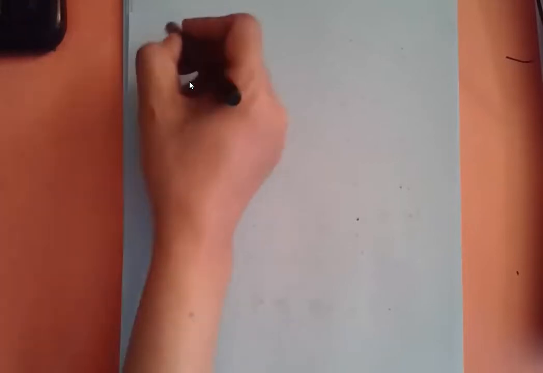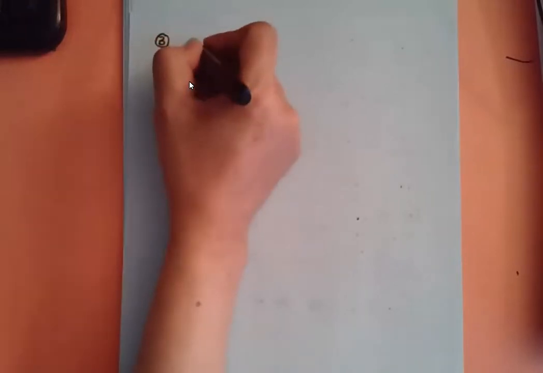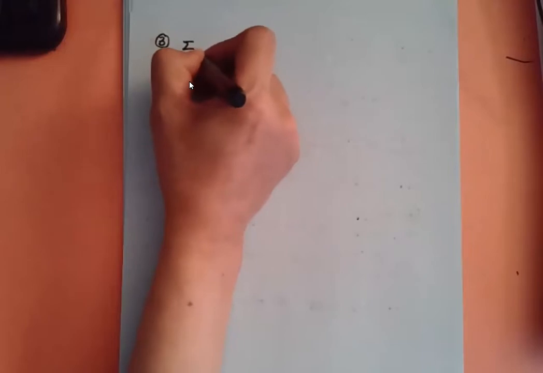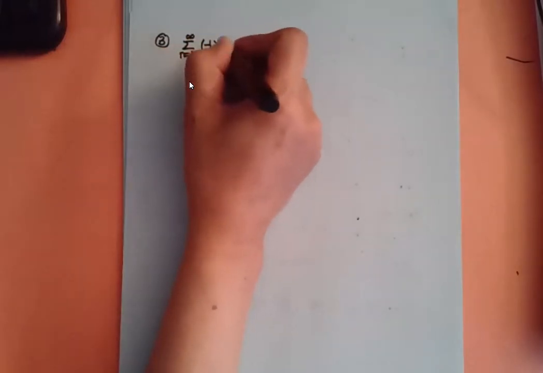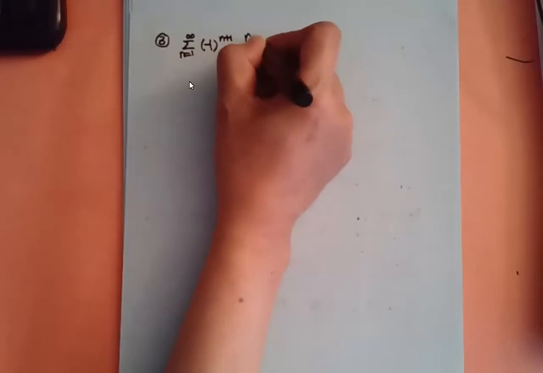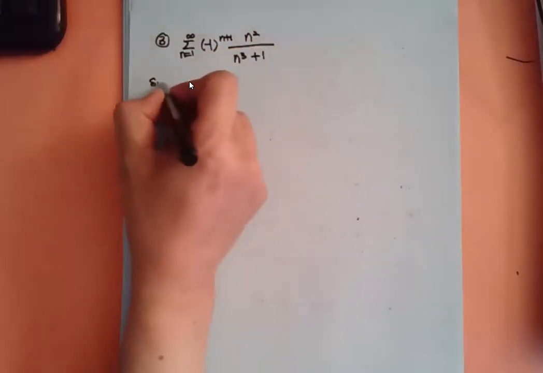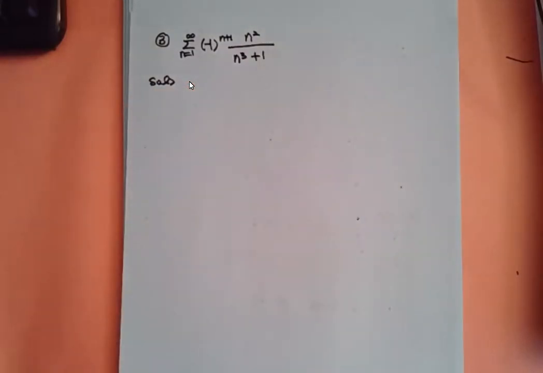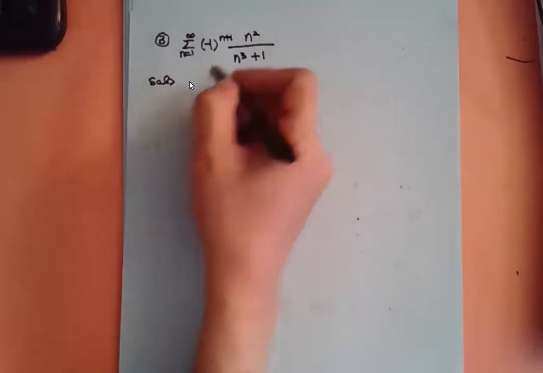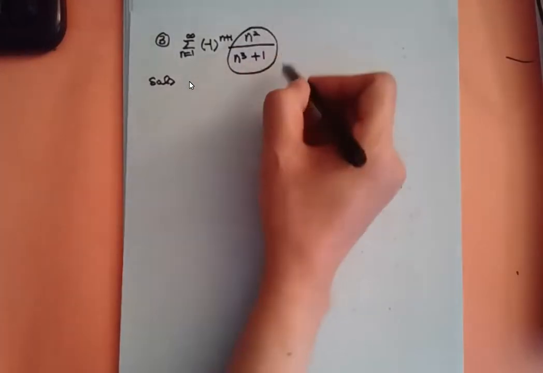Let's do the next problem. The next problem is about the sum from n equals 1 to infinity of negative 1 to the n plus 1 times n squared over n cubed plus 1. So this is Bn.